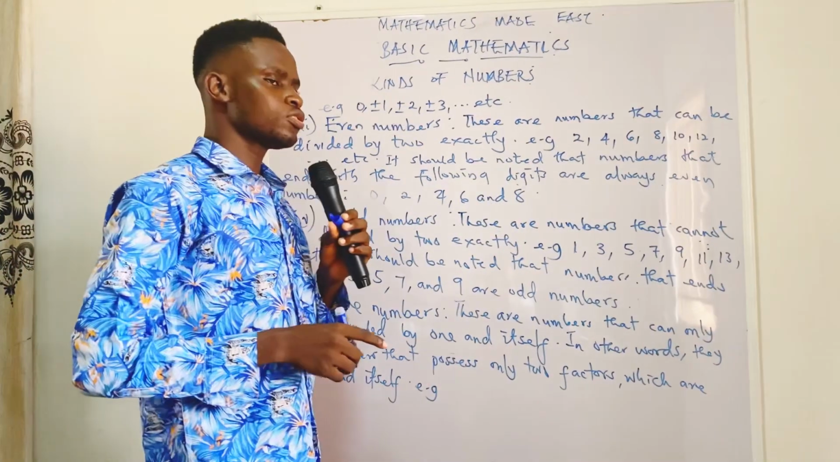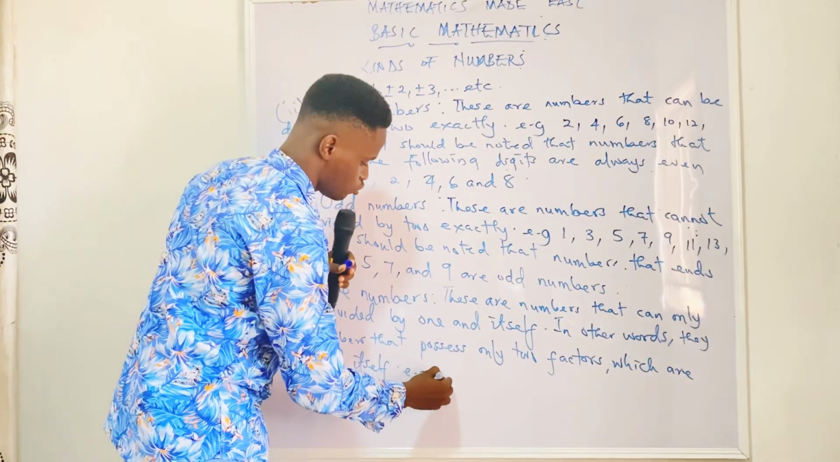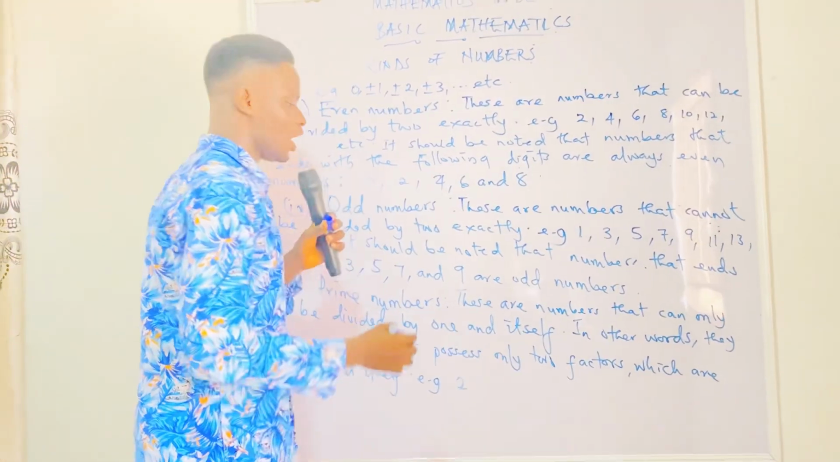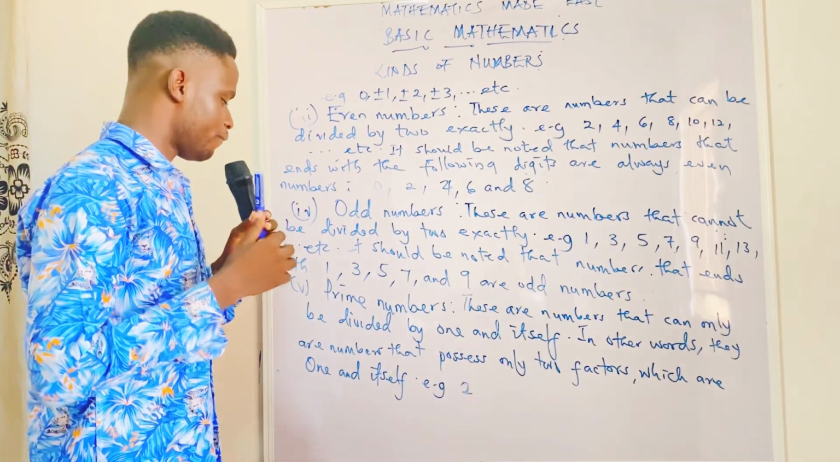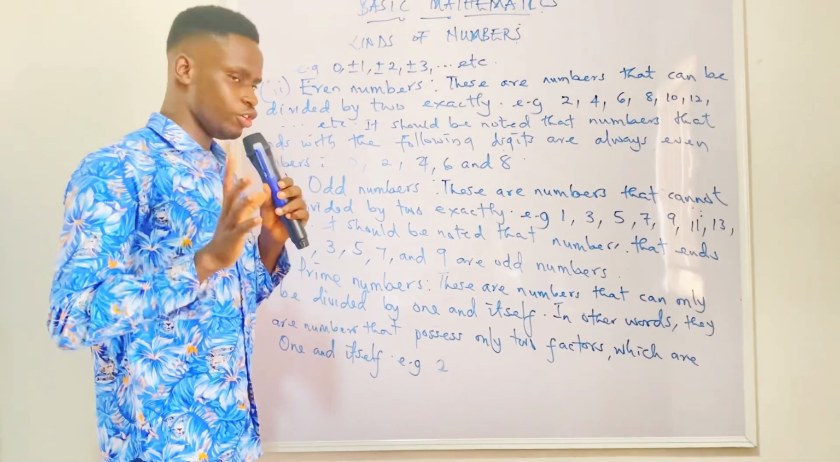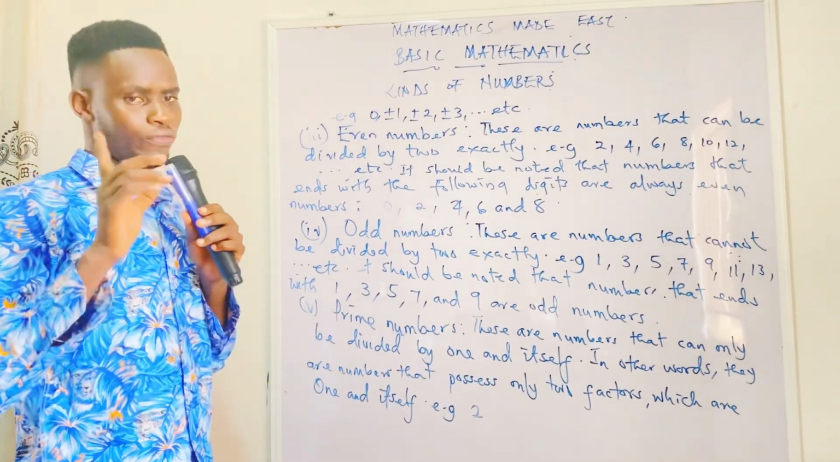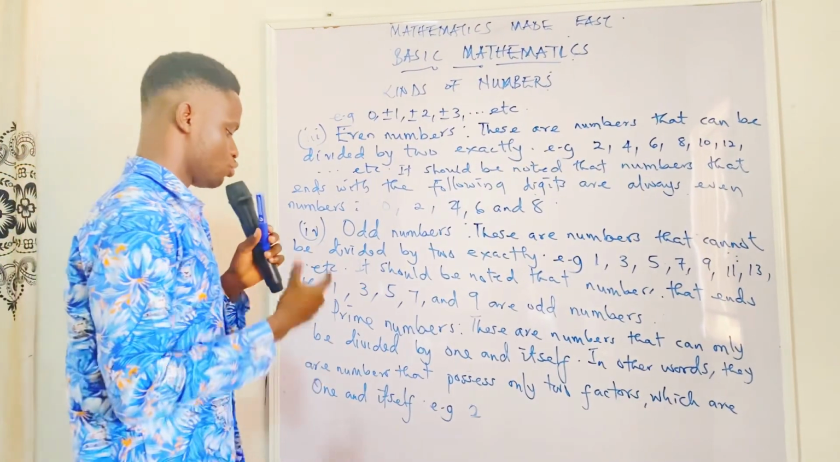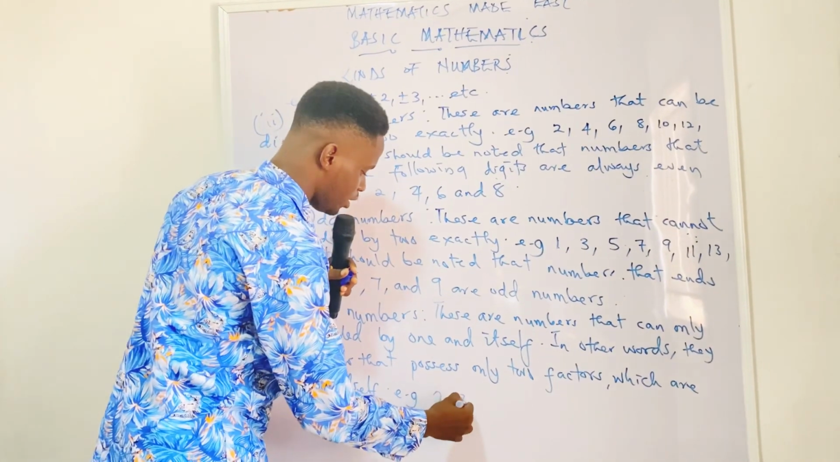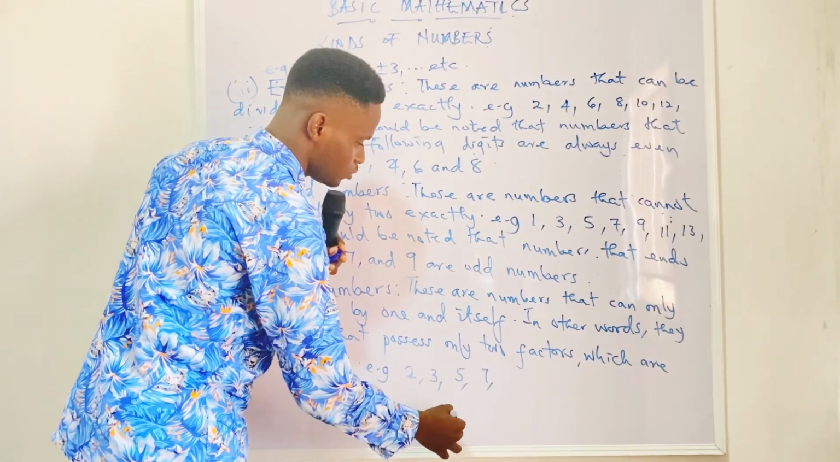What are the examples of prime numbers? So the first prime number we have is 2. You'll be wondering, how come the first prime number is 2? Why is 1 not there? Chill. I will tell you the reason why 1 is not a prime number. So the first prime number that we have is 2. The next one is 3. The next one is 5. The next one is 7.